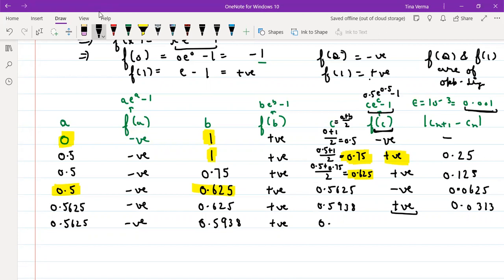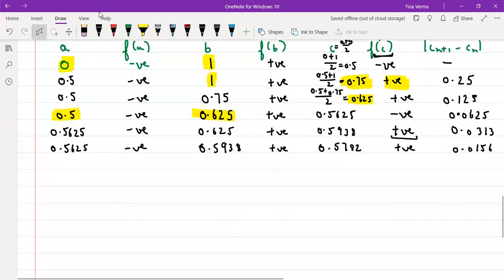And if you find the intersection point, this is coming out to be your 0.5782, and at this point you have value as is your positive and the error is 0.0156. We have to perform the iteration until I'll get the error less than 0.001. So here my value is positive, that means this value will be replaced, and this will be same.